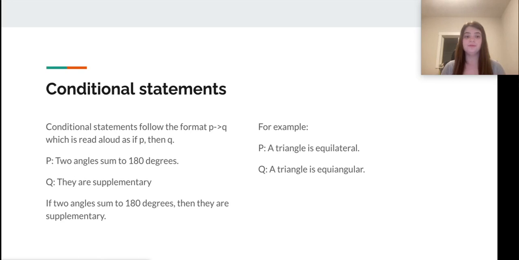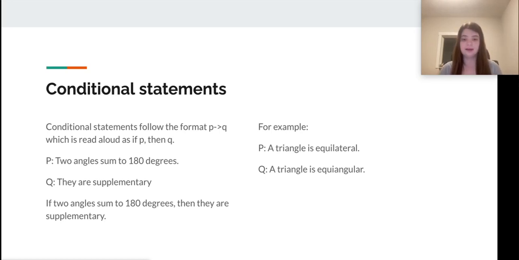For example, let's say P is two angles summed to 180 degrees, and Q is they are supplementary. That means we can say if two angles sum to 180 degrees, then they are supplementary if we were to make a conditional statement out of these. And in this case, we know that that is true, right? We understand that if two angles sum to 180 degrees, then they are supplementary angles by definition. So that's the idea there.